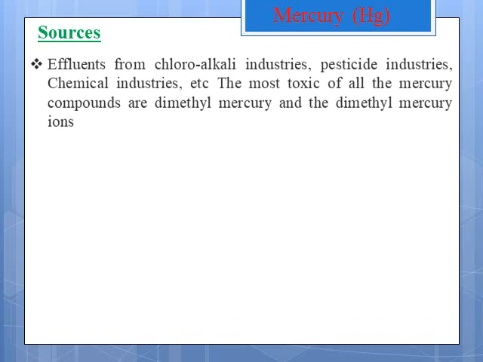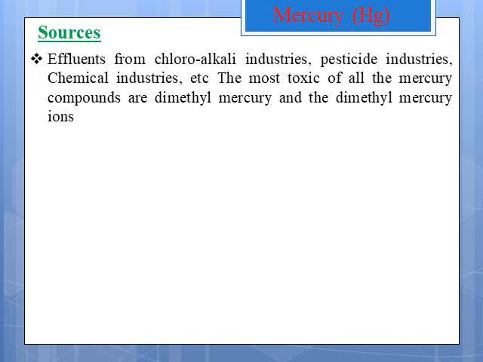One of the sources of mercury is effluent from chloroalkali industries, pesticide industries, and chemical industries, etc. And the most toxic of all mercury compounds are dimethyl mercury and dimethyl mercury ions. The majority of the sources of mercury are the chloroalkali industries, pesticide industries, and even the chemical industries. And the most toxic of all mercury compounds are these two, dimethyl mercury as well as dimethyl mercury ions.